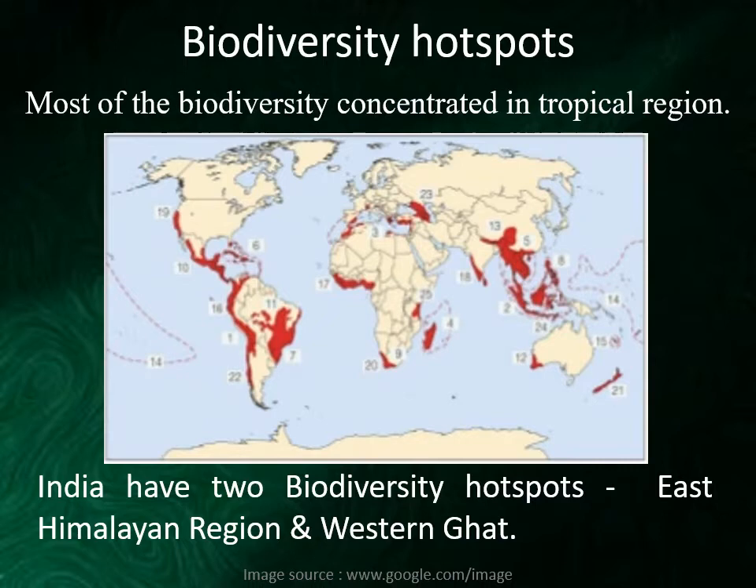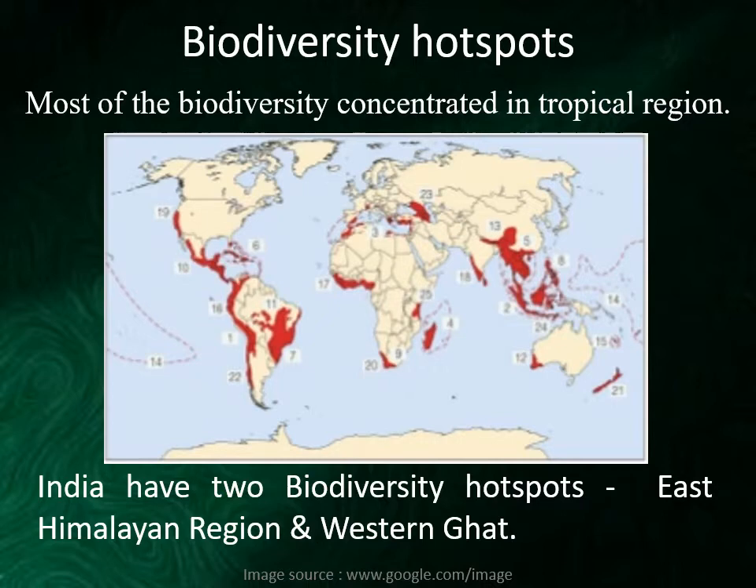If you look at the broad pattern of occurrence of these biodiversity hotspots, you see that most of these hotspot areas are situated near the tropical regions. India also occurs in the tropical and subtropical regions of the northern hemisphere. India hosts two biodiversity hotspots. One is the Western Ghats, another is the Eastern Himalayan region.